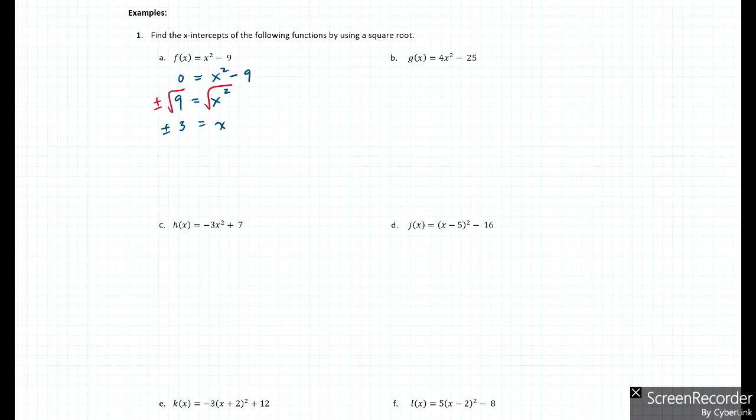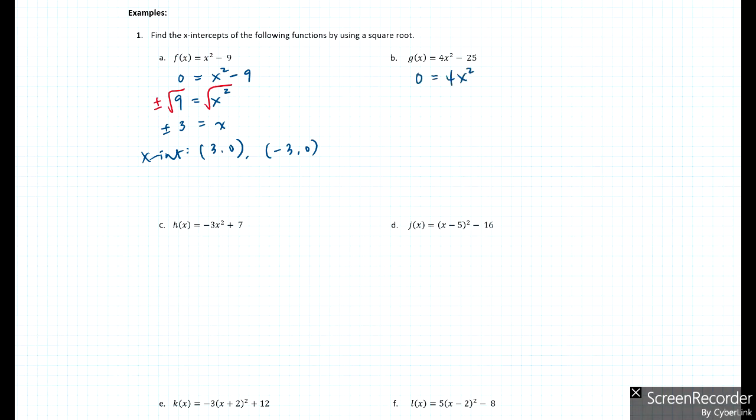Now that we have the x value, we can say the x-intercepts in this case are (3, 0) and (negative 3, 0). So these are the x-intercepts. If this makes sense to you, we can move on to something like part B. In part B, again, we have a perfect square subtracted by a constant. There are only two parts in this entire expression for the function, and that's where we know square root will work out nicely. So to find the x-intercepts, again, I'm going to set the function value equal to 0.